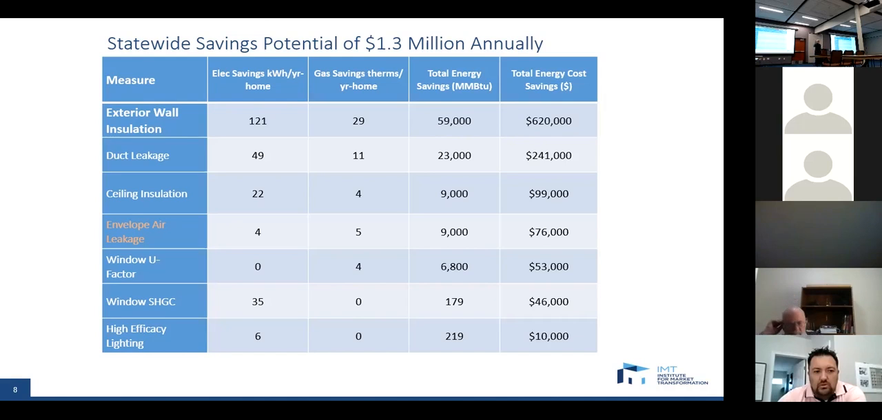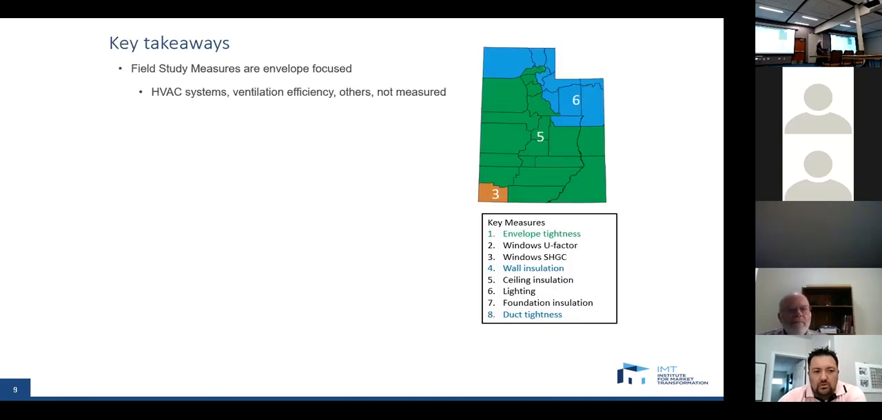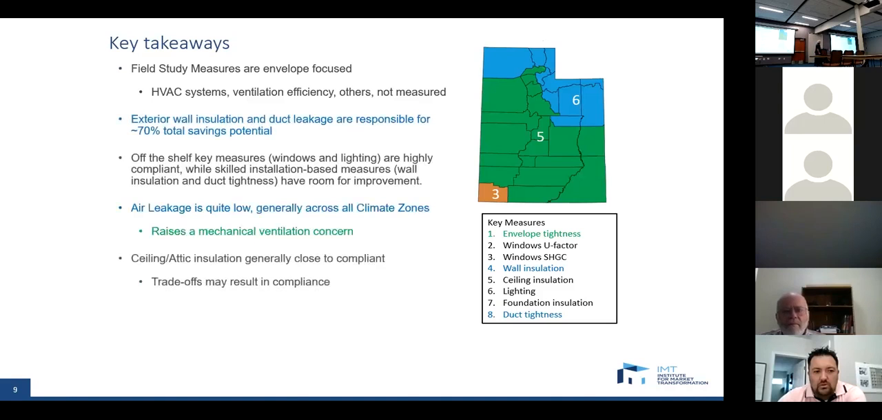How many of you see ducts and furnaces and air handlers stuck in attics all the time? The absolute worst place to put any of those systems. Ceiling insulation, envelope air leakage was better than we expected. So just the processes that we're using, it's better. I'm not going to spend too much more time on it. I'm just going to load this up because I have a ton of slides I want to get to.